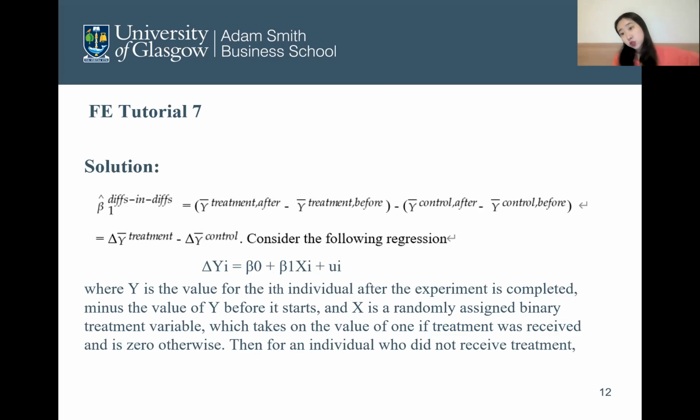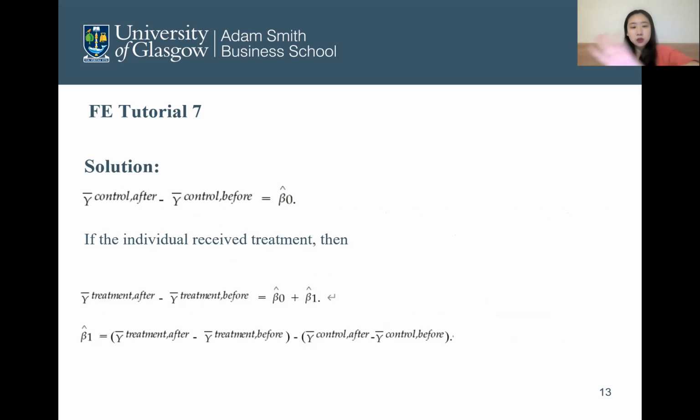I will show you. It's just the differences between the change of the treatment and control. And then here, the differences just for the control. You see, it uses the after value minus its original one, the before value. It's the beta 0 bar. And if the individual received the treatment, then it becomes beta 0 bar plus beta 1 bar. And you can see beta 1 bar is just equal to here. It's nothing different from what I told you before. Just use the change of the treatment minus the change of the control.